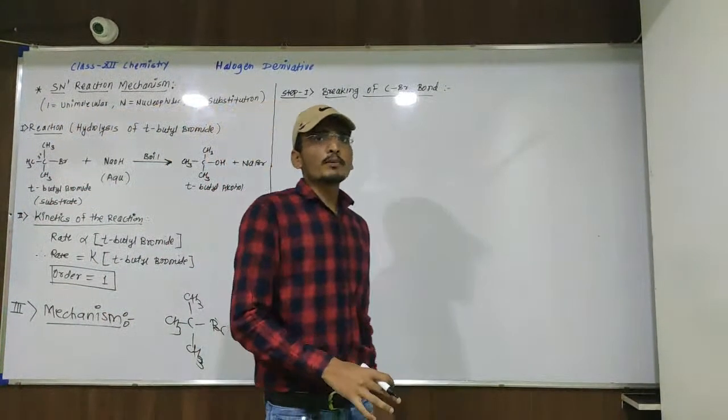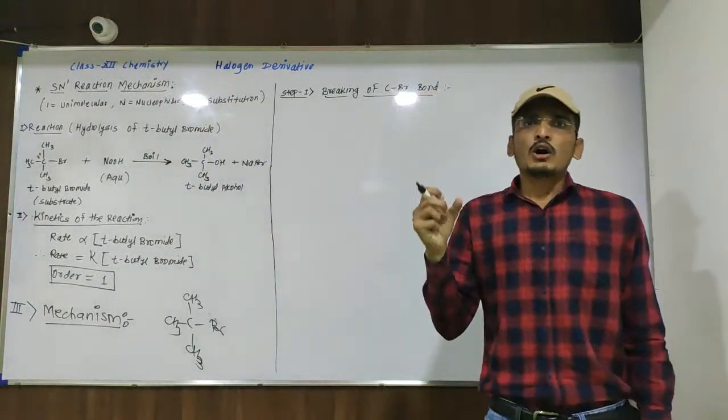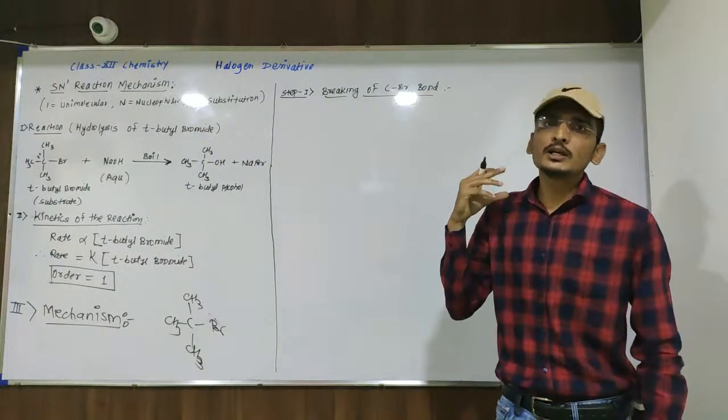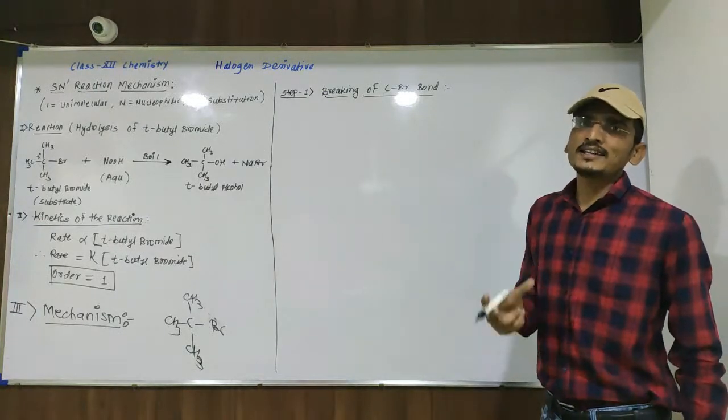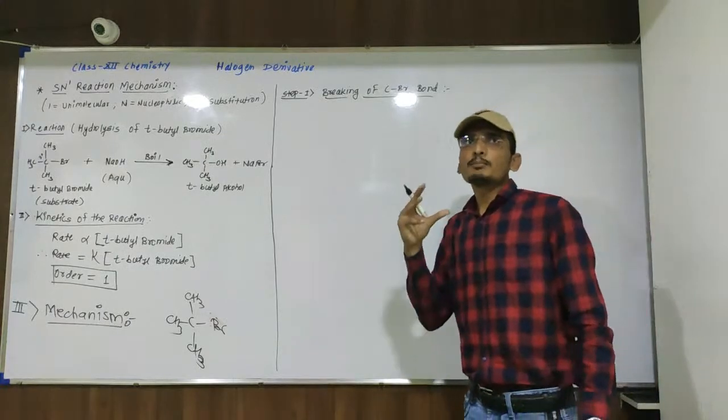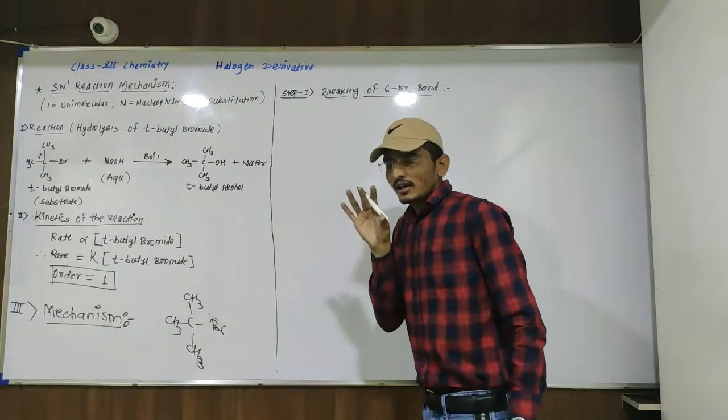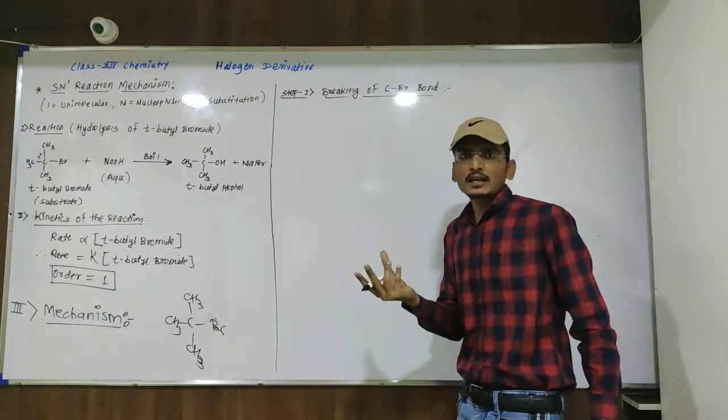So those bulky groups make steric crowding, or steric hindrance, with the nucleophile, that is the OH minus. So that's why the nucleophile does not directly attack the tertiary butyl bromide. So the nucleophile does not attack.